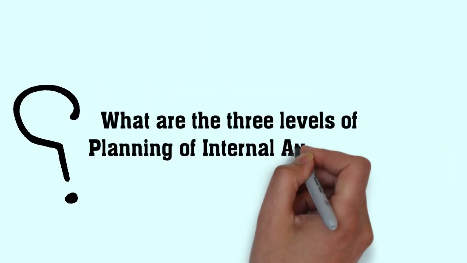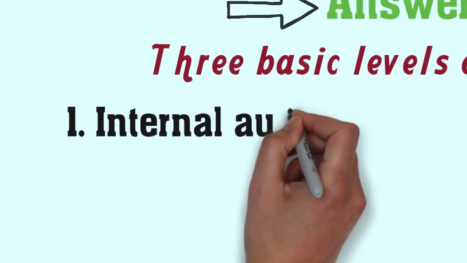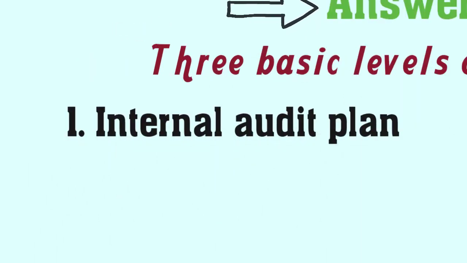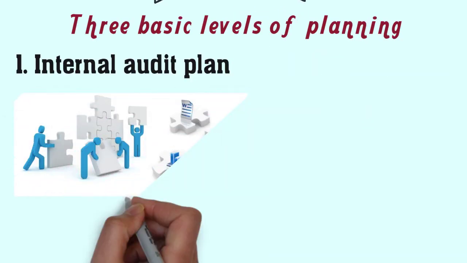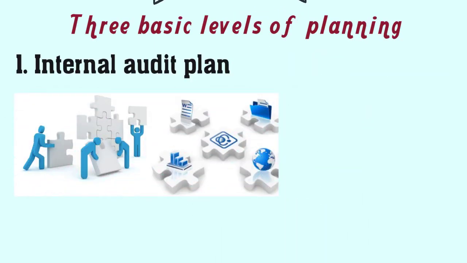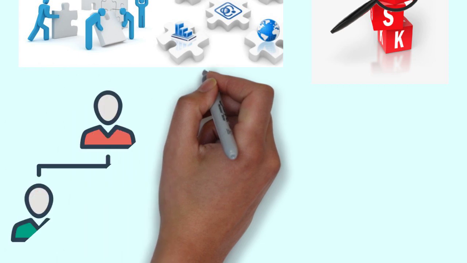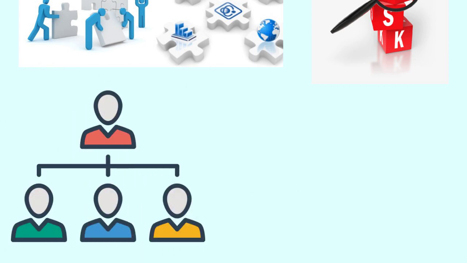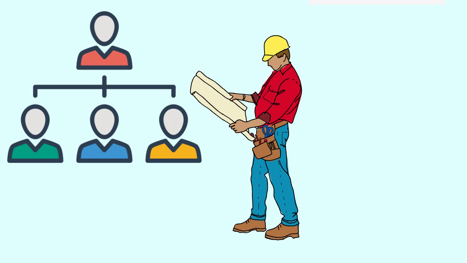What are the three levels of planning of internal auditors? There are three basic levels of the planning. Number one, internal audit plan. For each period, an internal audit plan is developed that covers the planned audits of the internal audit activity during the period. This plan would be the result of the risk assessment of the entire organization. The plan would detail what engagements are planned to be performed during the period.